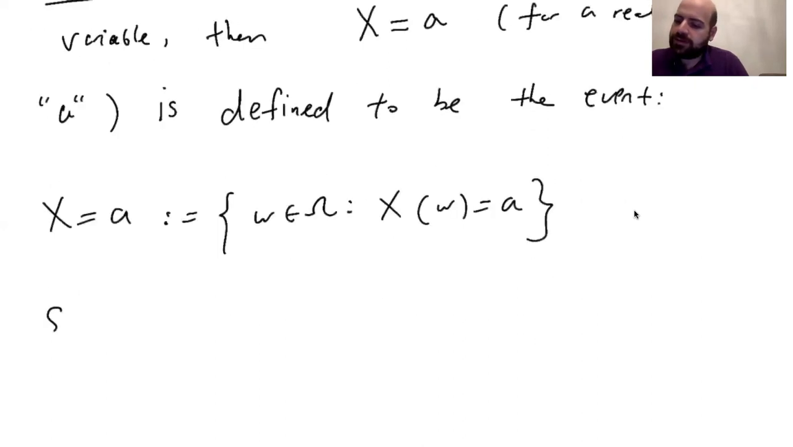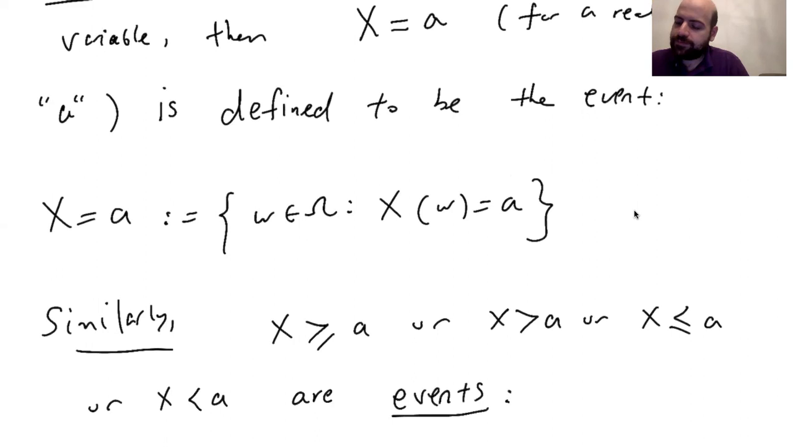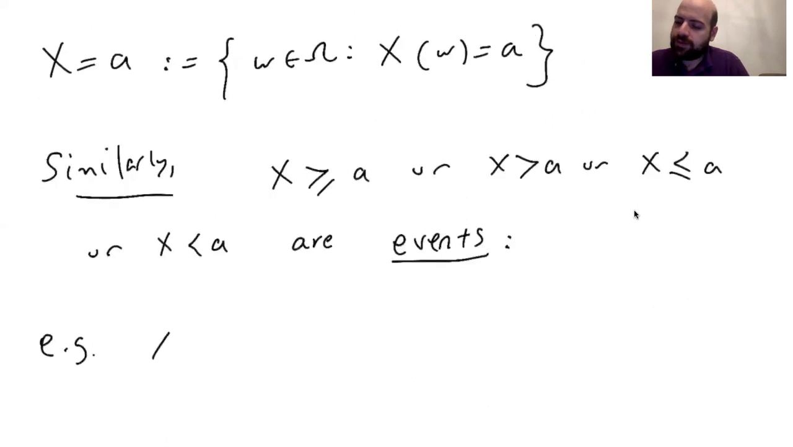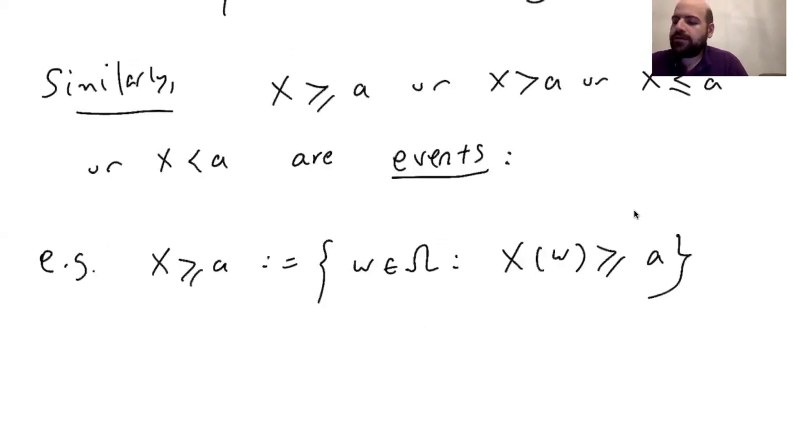Okay, similarly, capital X bigger than or equal to a, or capital X bigger than a, or capital X less than or equal to a, or capital X less than a are events. So for example, capital X bigger than or equal to a is defined to be the event, the set of all omega in omega, such that capital X of omega is bigger than or equal to a, and so on.